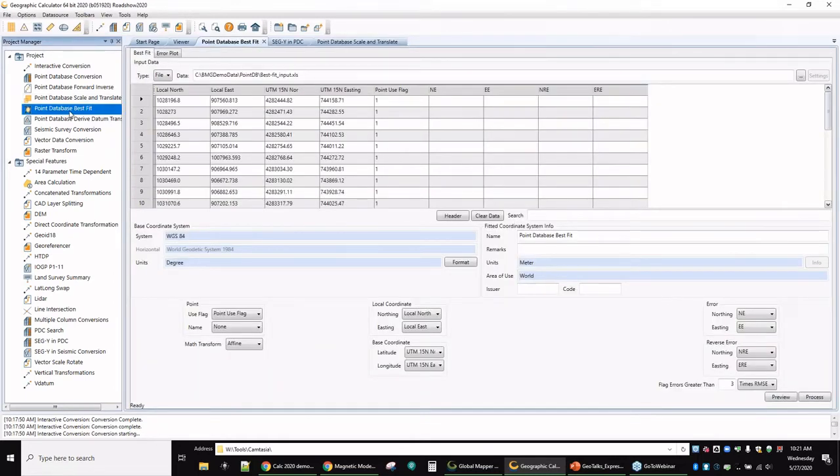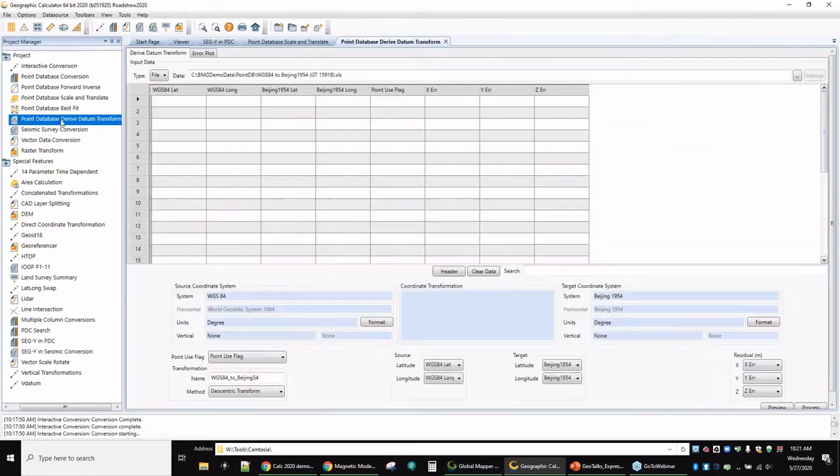Point database best fit, we'll be talking about a little bit again later as we talk about one of the new best fit functions. This is where we establish the relationships between those control data sets and things like local survey grids, mining grids, airport grids, those grids we were talking about earlier.